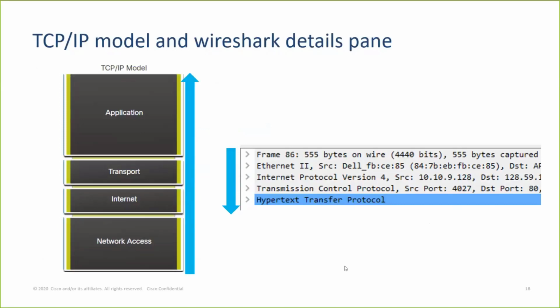Basically, this pane here that shows the details of the packet is a mirror of the TCP/IP layers model. Okay, so you have the network access layer here. You have the protocol that runs on this layer, Ethernet II, for example. You have here the internet layer, and here you have the Internet Protocol, for example, version 4, the transport layer, TCP, and the application layer, for example, HTTP. Okay, so there is a one-to-one relationship between this TCP/IP model and the details pane.